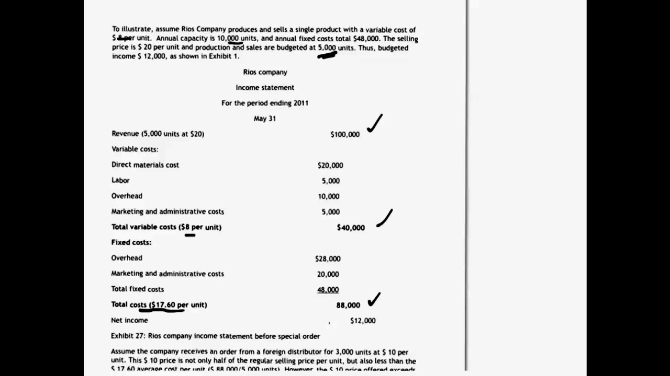Well, let's assume now that Rios receives an order from a foreign distributor for 3,000 units. Well, can they produce it? Yeah, they have the capacity for 10,000. They're currently doing 5,000, so they can do an extra 3,000. But this person only wants to pay them $10, and that's far less than what our total variable costs are.